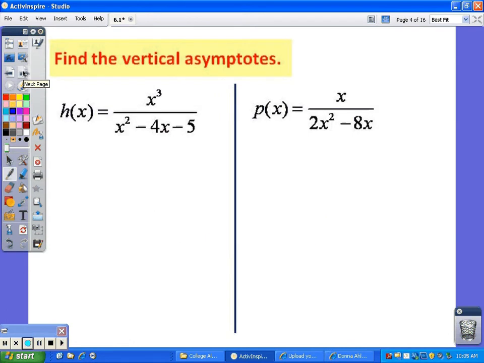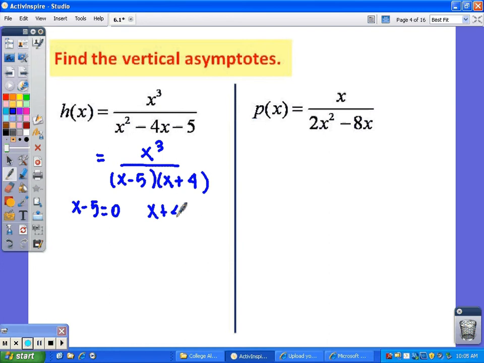This next one, x to the third, divided by x squared minus 4x minus 5. Factor the denominator, this would factor to be x minus 5 times x plus 4. Nothing can be simplified, so we can find our vertical asymptotes by taking the factors in the denominator, setting them equal to 0, and solving. So this would give us the vertical asymptote of x equal to 5, and another one at x equal to negative 4.